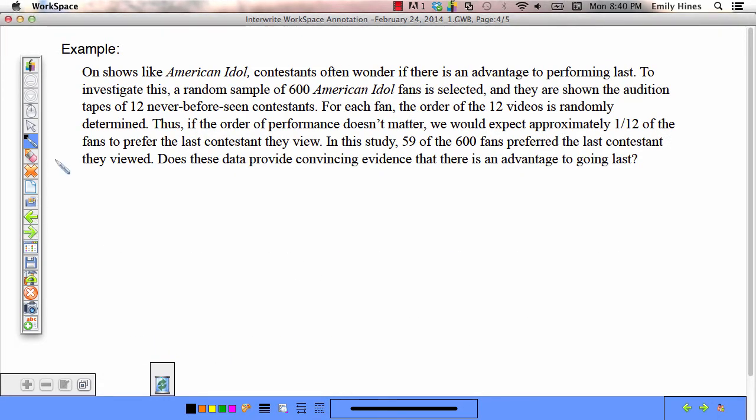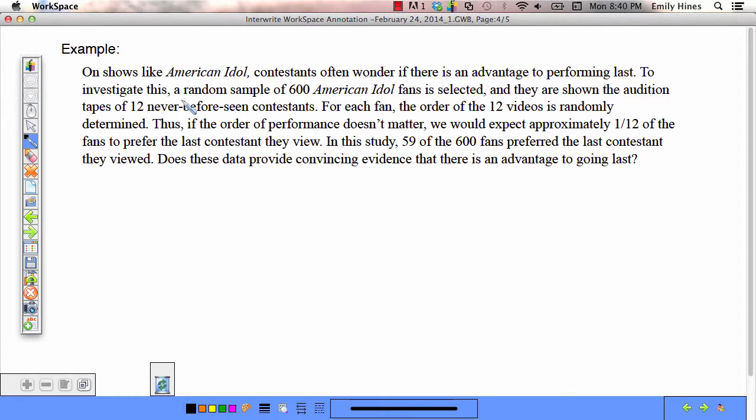Okay, so let's run through one example. On shows like American Idol, contestants often wonder if there is an advantage to performing last. To investigate this, a random sample of 600 American Idol fans is selected, and they are shown the audition tapes of 12 never before seen contestants. For each fan, the order of the 12 videos is randomly determined.